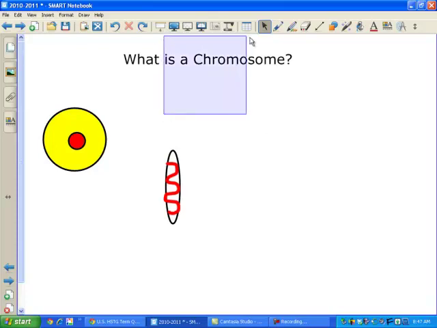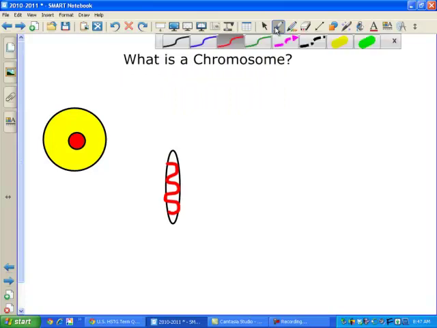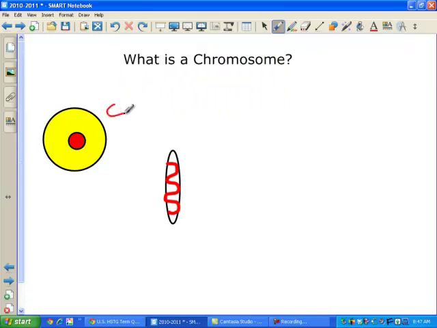But just to make sure that we're all on the same page when we start talking about this, this is a cell. It'd be an animal cell, a eukaryotic cell, because it has a nucleus and other things. So this is the nucleus, this red circle, and then this would be a chromosome.